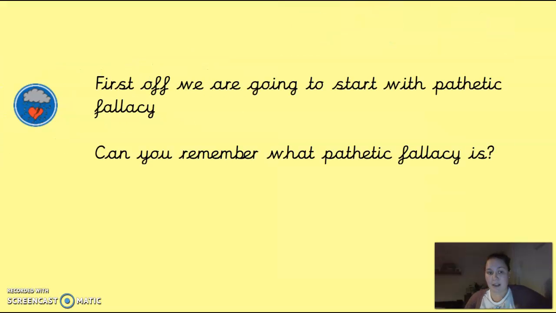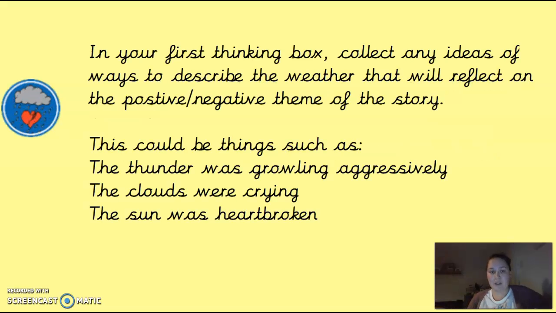Okay, first off then, pathetic fallacy. Can you remember what pathetic fallacy is? Pathetic fallacy refers to the weather mirroring a character's emotions. It's a little bit like personification, but you are giving the weather, for example, rain, human emotions. So where we're talking about rain, you might say the clouds wept. You use pathetic fallacy to create atmosphere where the weather and the emotions of the weather mirror how our character is feeling. So, for example, the thunder was growling aggressively. The clouds were crying. The sun was heartbroken.